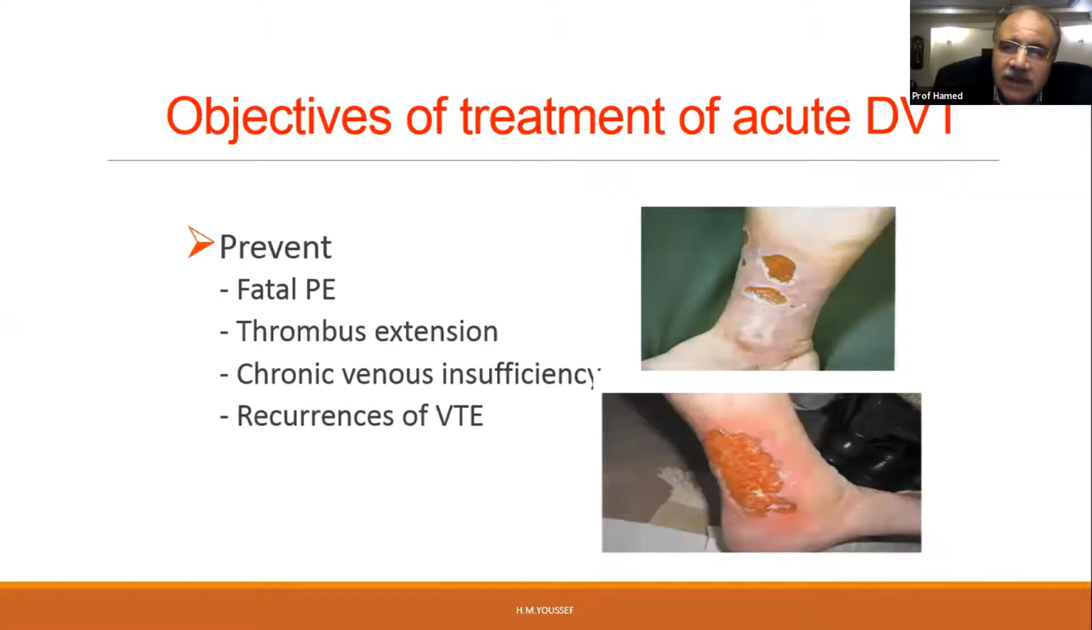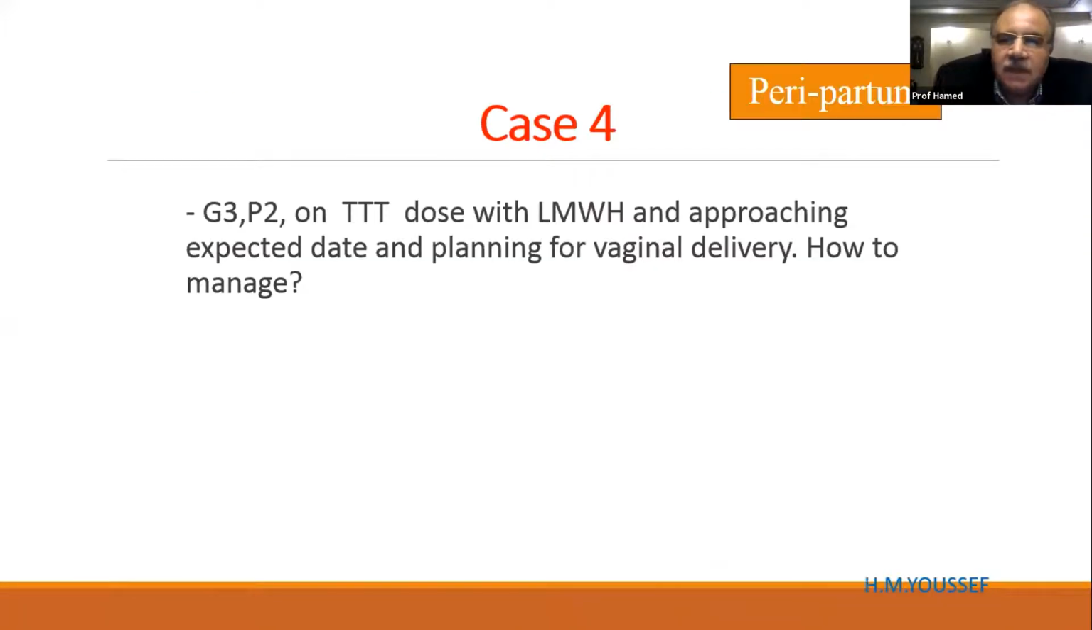Again, what are the objectives of the treatment of acute DVT? To prevent early complications in the form of fatal pulmonary embolism and thrombus extension, and to prevent late complications in the form of chronic venous insufficiency and recurrence of VTE.